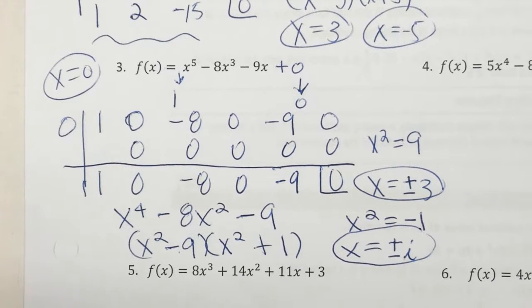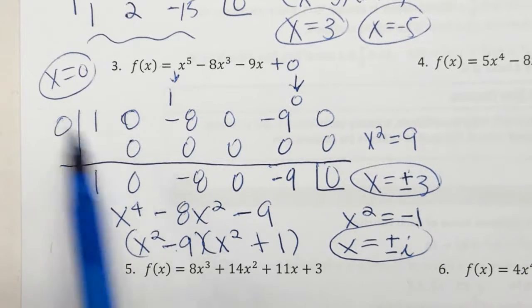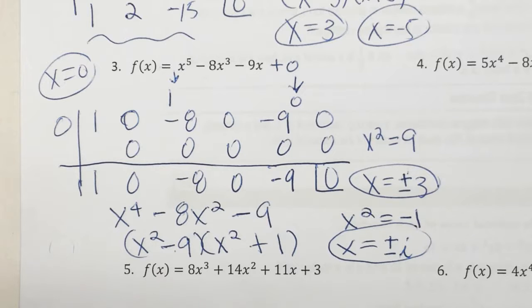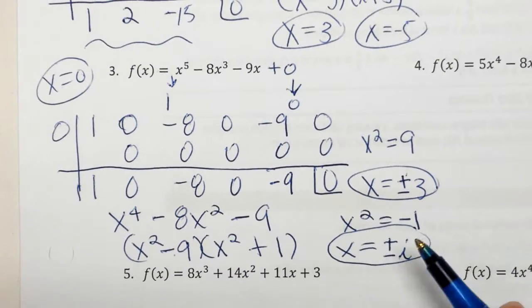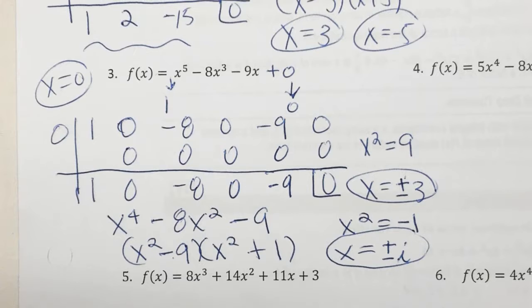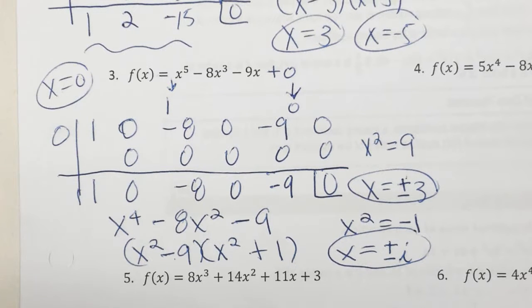Alright, how many answers did we find? 3. 4. 5. Good. 1, 2, 3, 4, 5. And our degree is 5, so we're done. So really, if you graphed this, the only ones you would see on your graph are these 3. You wouldn't see these. Any questions on that one?